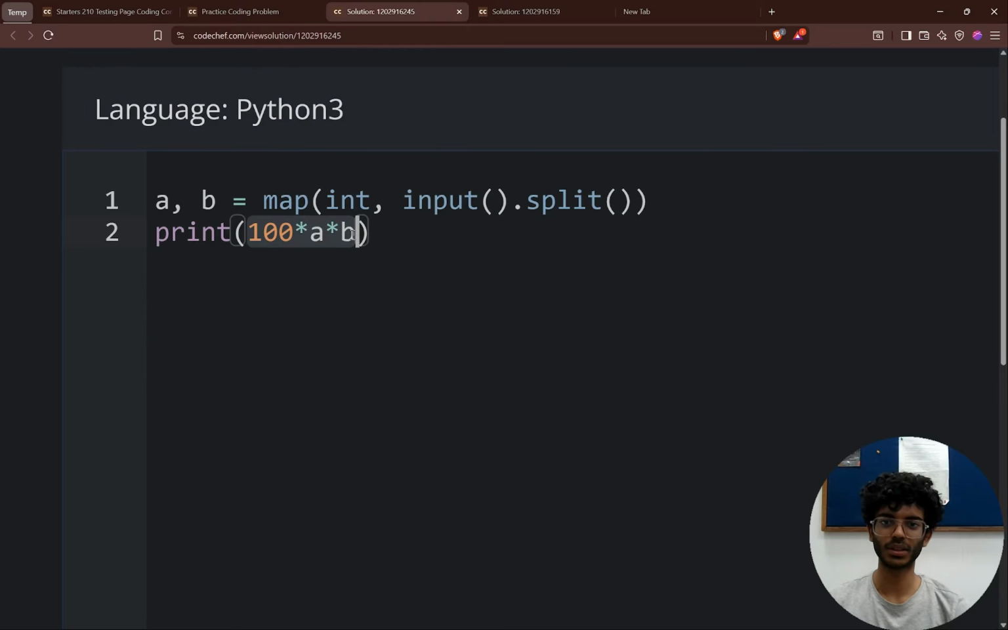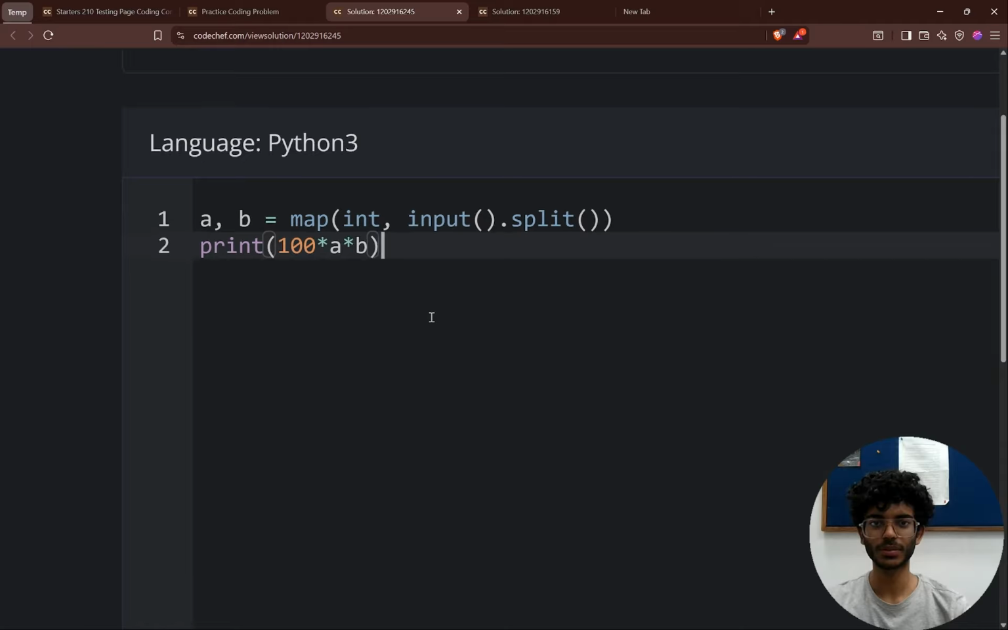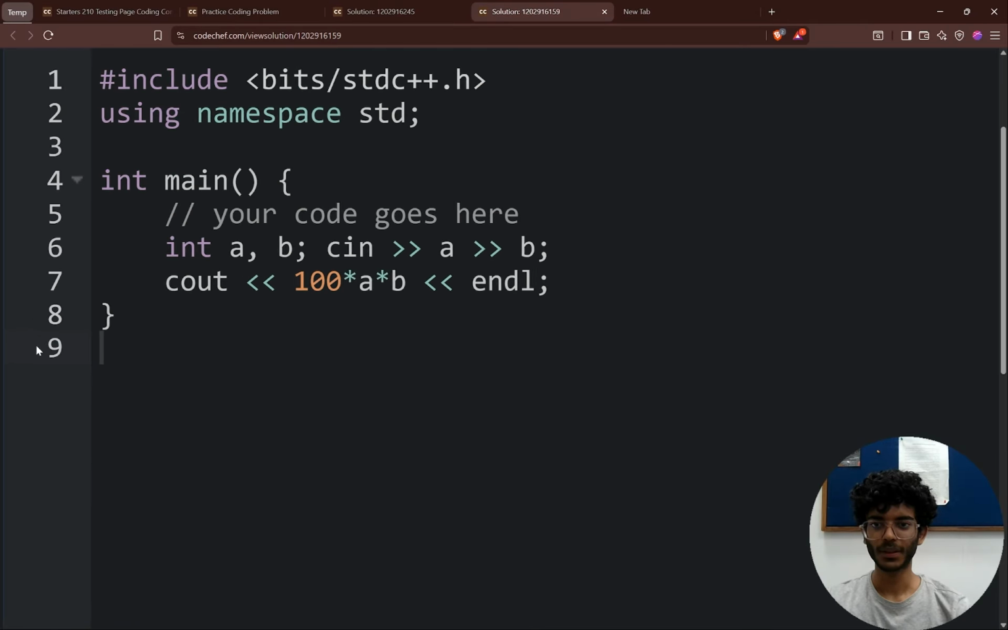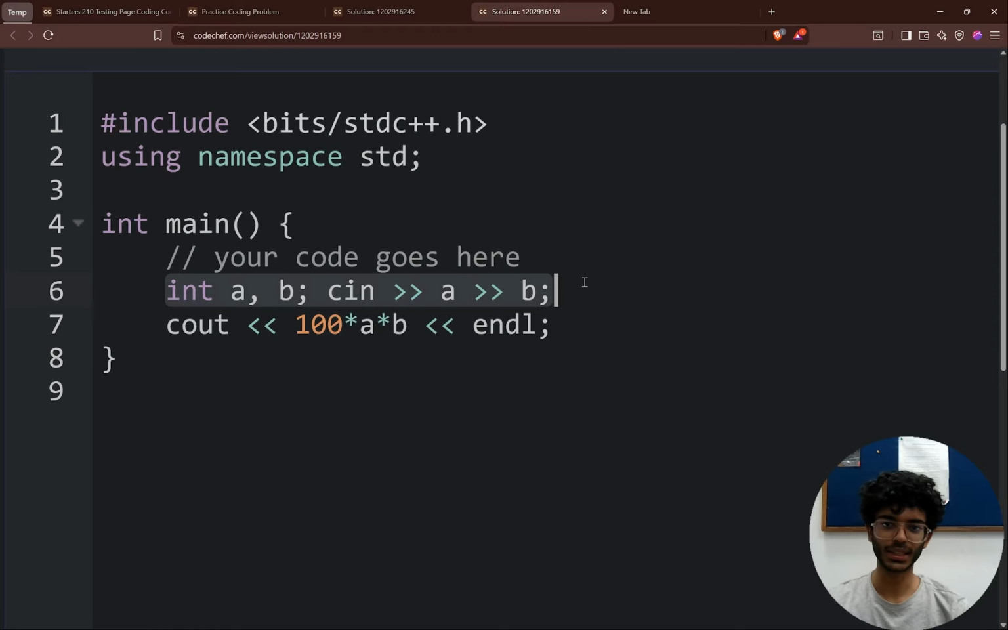The time complexity is constant because we're just doing a constant number of operations. Now let's see the solution in C++. So we'll begin by taking an input of A and B using cin and we'll print 100 times A times B, which is the solution. Now the time complexity again is constant because we're just doing a constant number of operations.